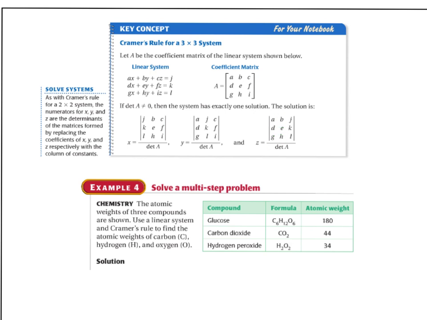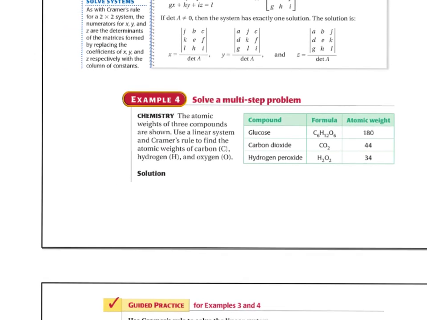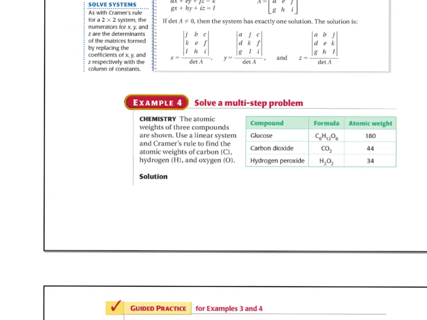So we'll start with an example, and it's a chemistry example using atomic weights of certain compounds. So here's the three compounds. I have glucose, carbon dioxide, and hydrogen peroxide. We need to set up our system of equations, and we do that based off the formulas for these compounds, but don't worry, you won't be tested on this. I just think it's kind of a neat problem.